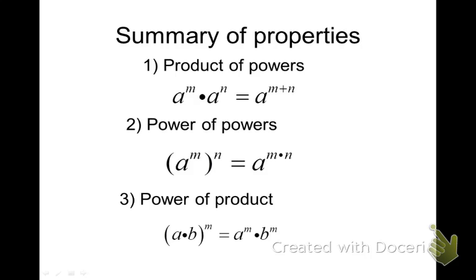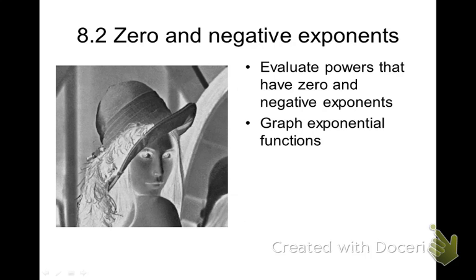So those are the 3 different power rules that we've learned so far, and those are all in section 8.1. 8.2 gets us into 0 and negative exponents.